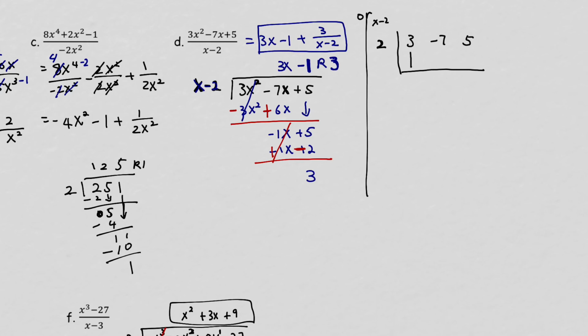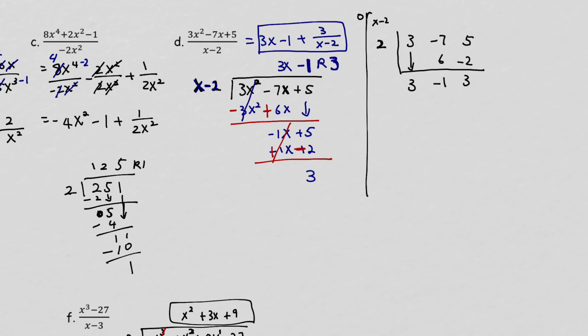First number, always bring down straight. And this 2 is the number that you're going to multiply. You multiply it and write the result in between, and you add those two numbers. So bring down the first digit so you have something to multiply. 2 times 3 is 6. Add these two numbers, you write it here, it will be -1. Then again, this 2 is what you're going to multiply. So 2 times -1 is -2. Add these two numbers and that will give you +3.